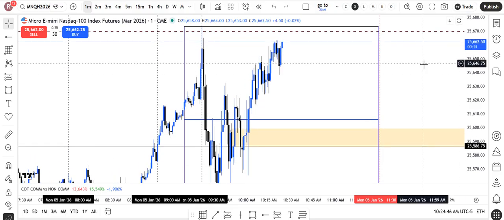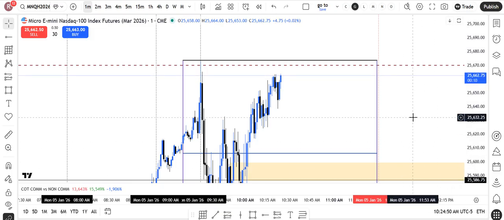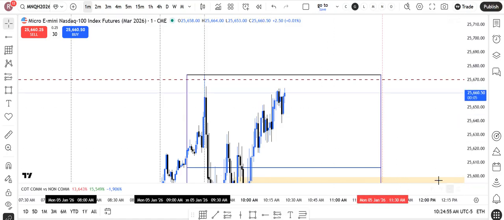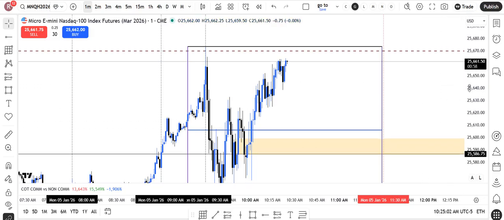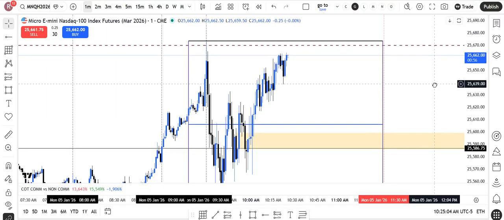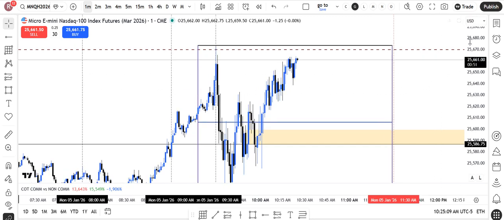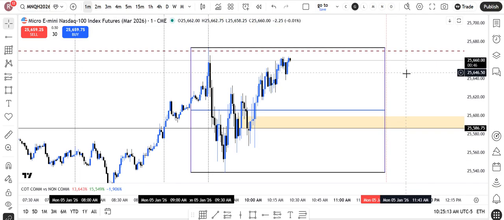We're already almost too late in the morning session for me to consider taking a trade. I mean, my cutoff is 11 o'clock, let me put it this way, for a directional run in the morning. My cutoff is 11 o'clock. I can still take trades past 11 o'clock, but as far as looking for a run in the morning, I want to enter before 11 o'clock.